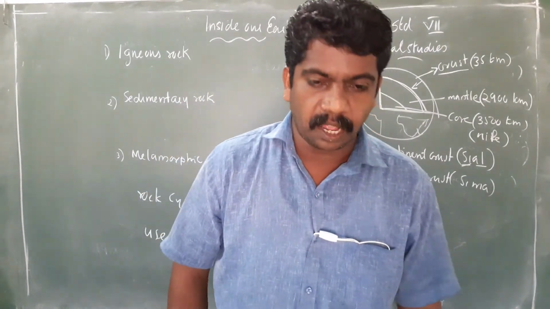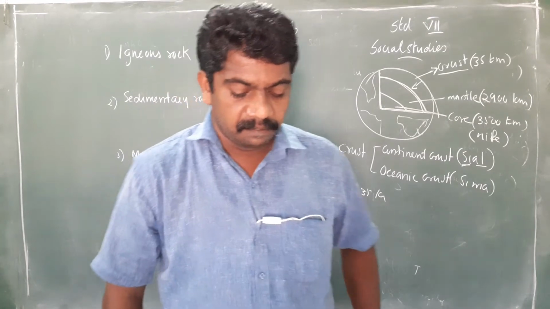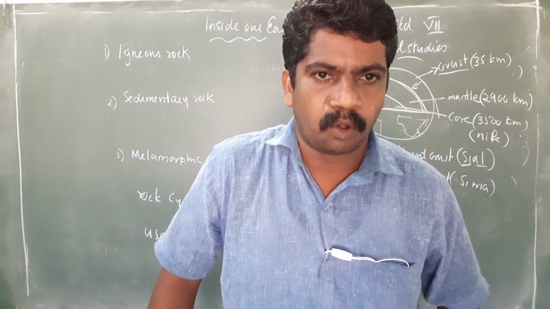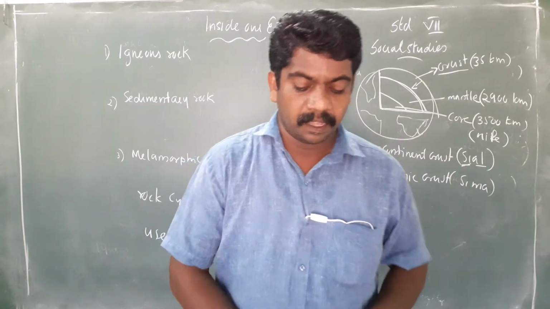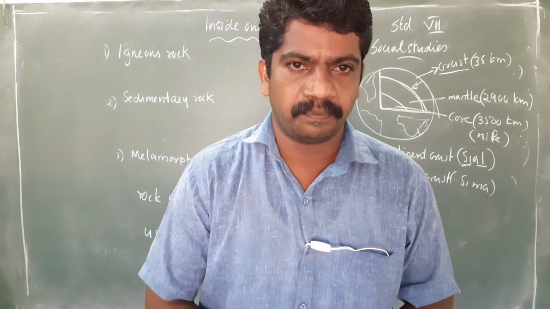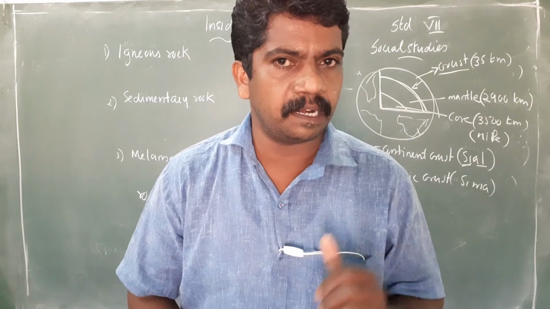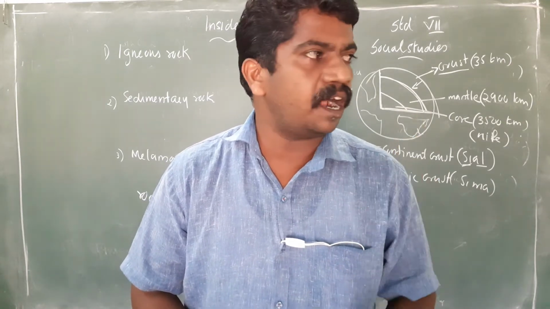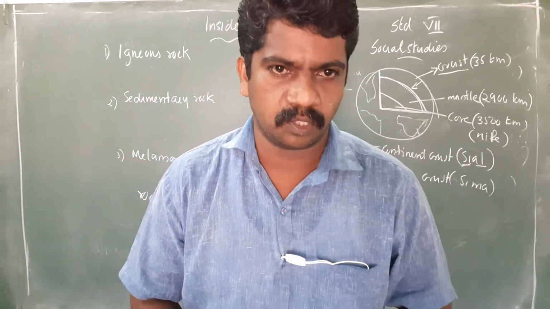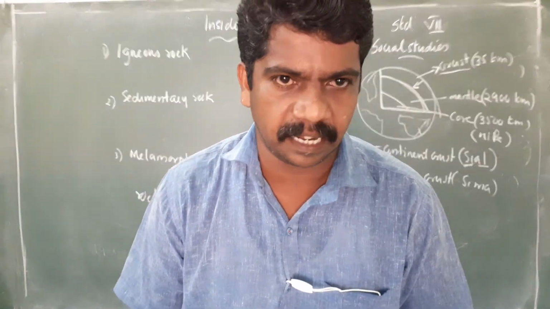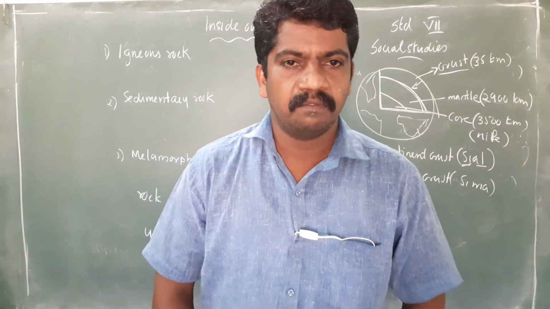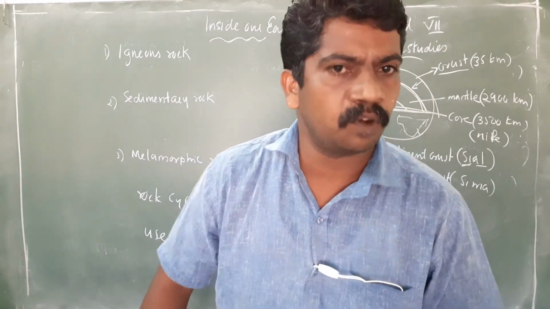Now, children, in this chapter, page number 18, we study about different types of rock and minerals. You know, earth crust is made up of different hard stones. They are called rocks. Hard stones are called rocks. It contains different types of minerals. So in this chapter we will study about different types of rocks.